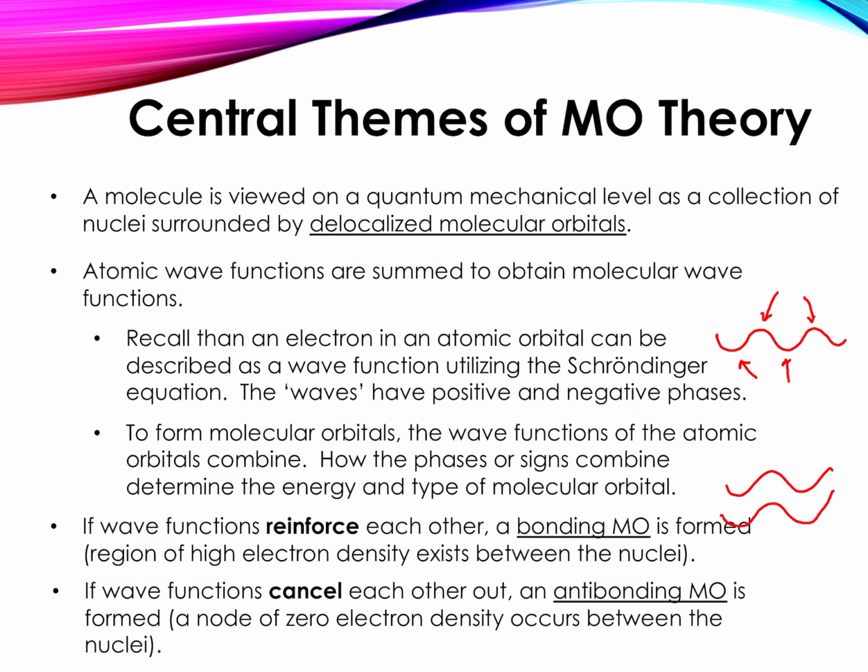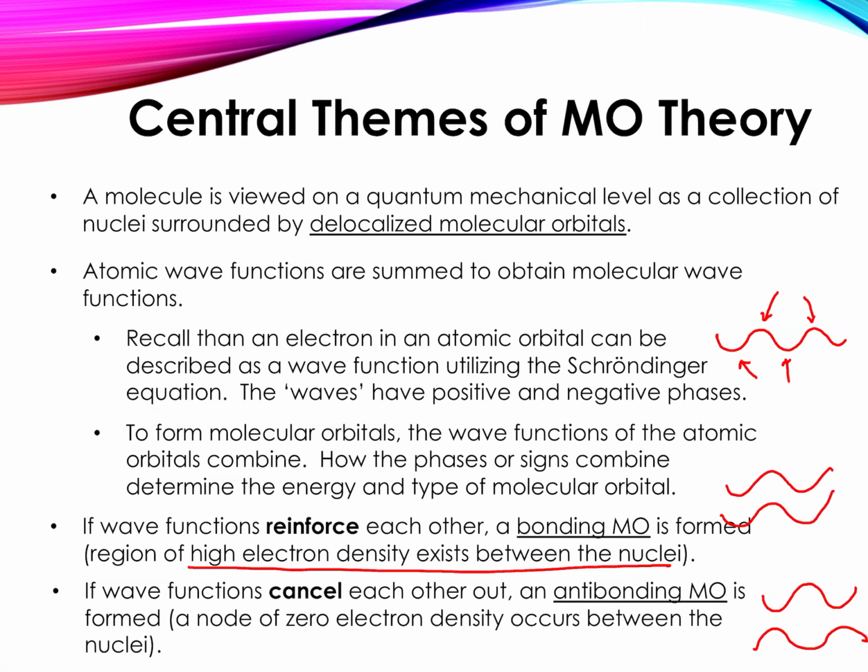This will be a region of high electron density existing between the nuclei. If the wave functions are out of phase and they cancel out, so rather than the crests lining up and the troughs lining up, maybe they're done like this, right? That would be the wave functions canceling each other out, and that will form anti-bonding molecular orbitals.